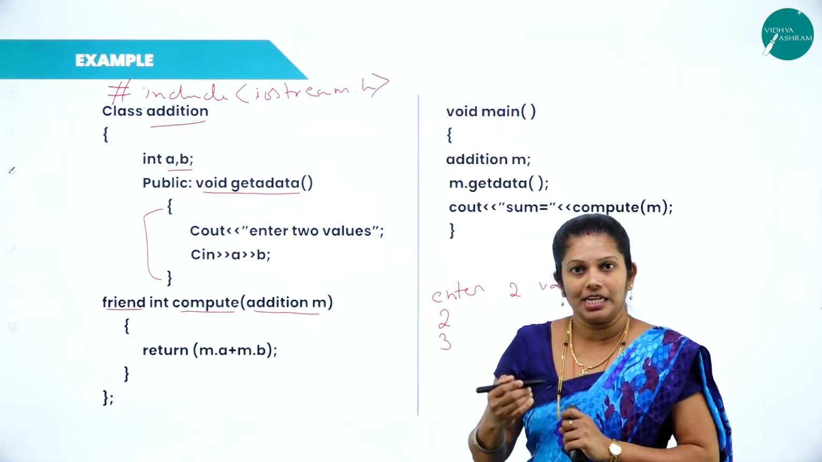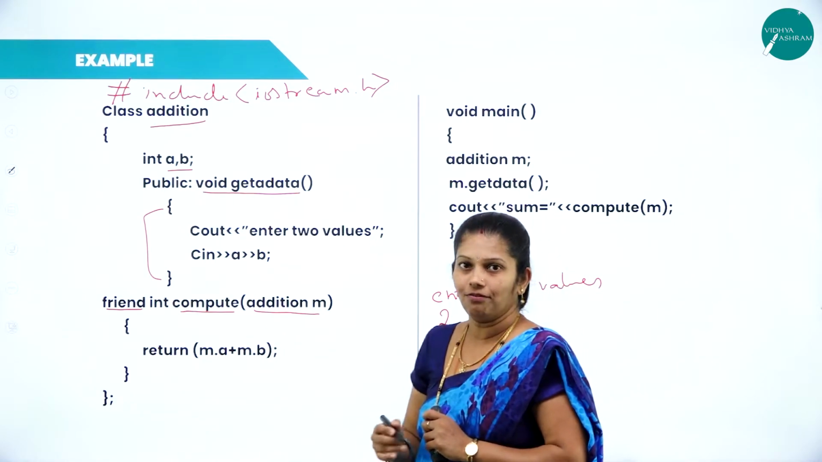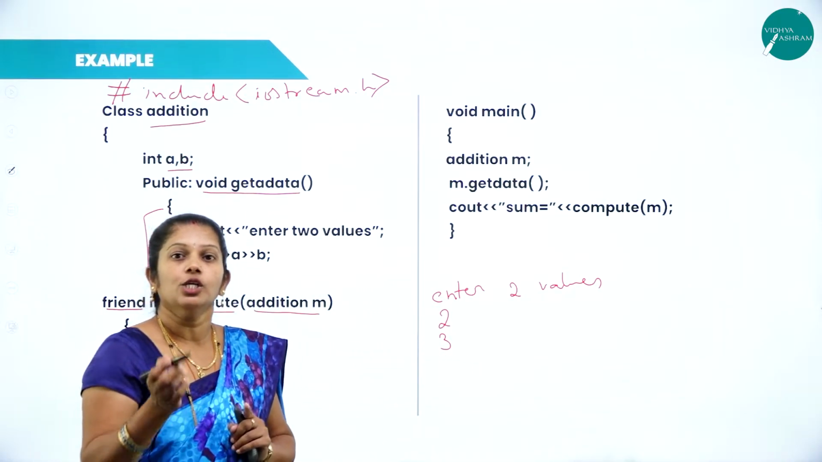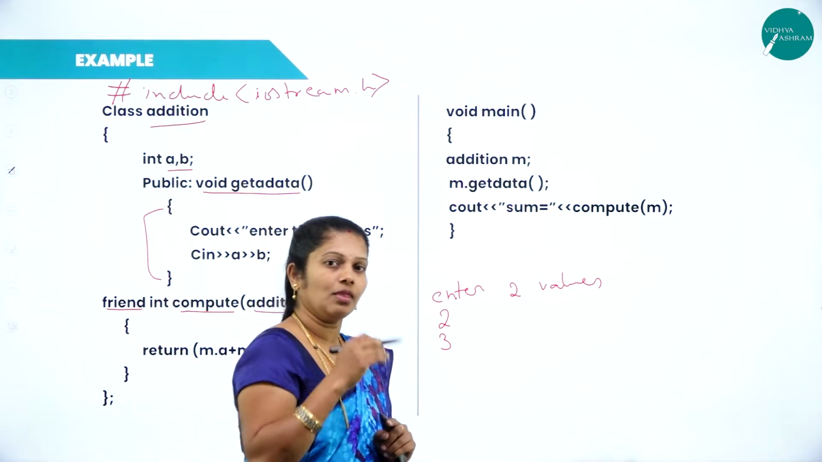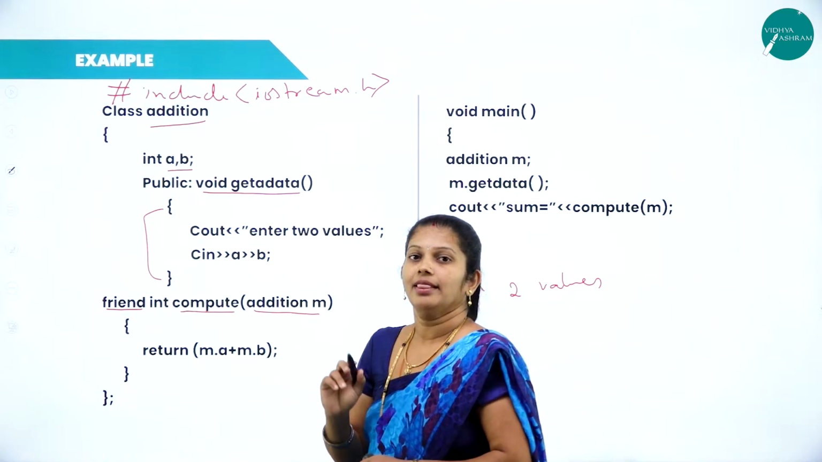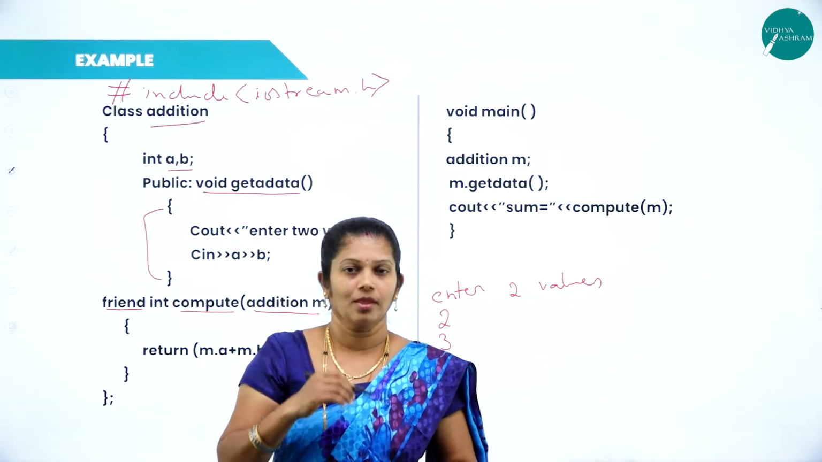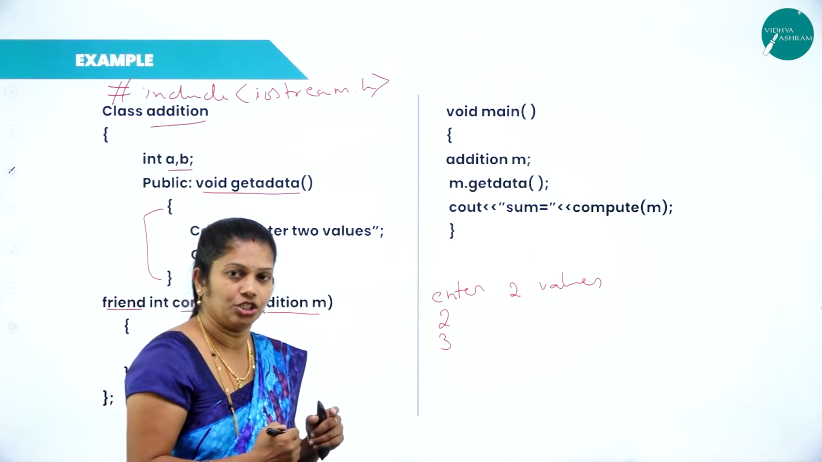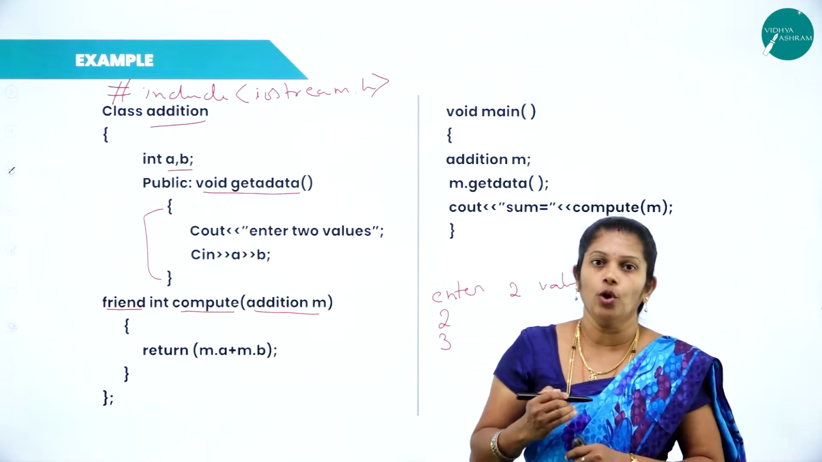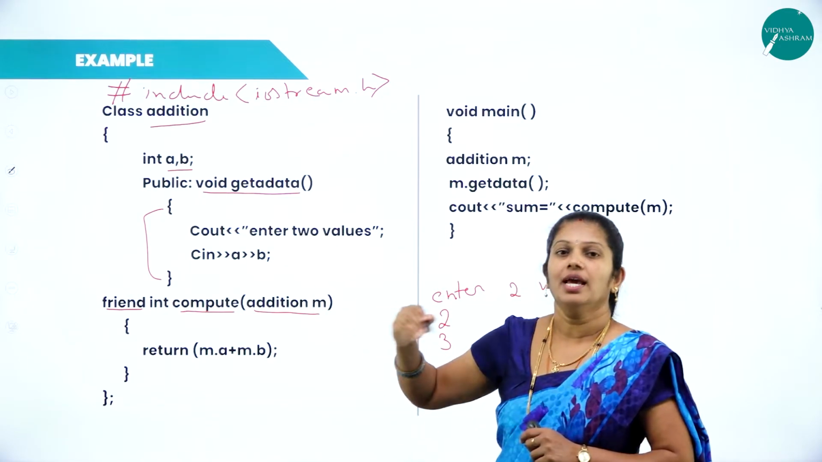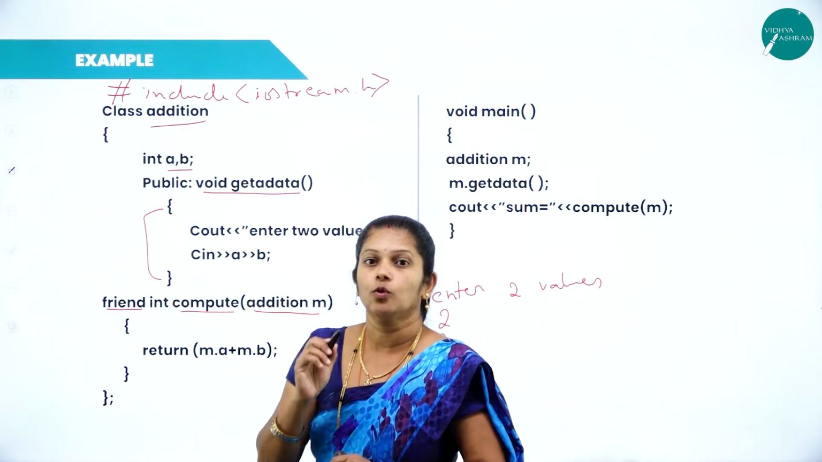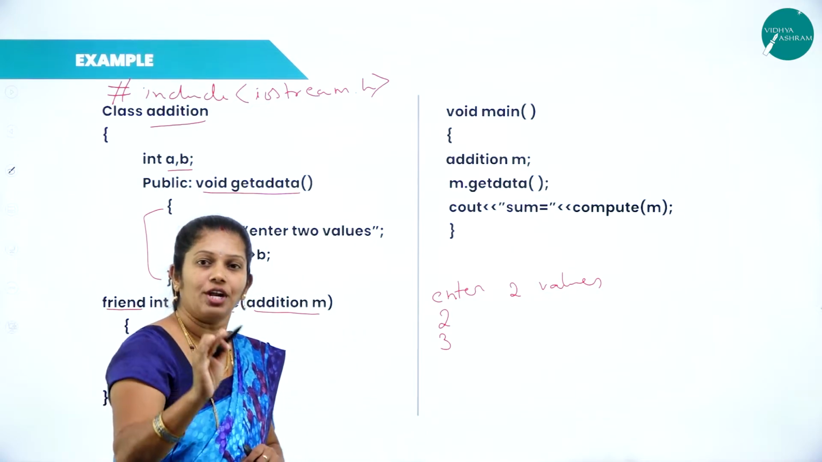If you want, you can write the statements for this friend function outside the class also. If you write the statements outside the class, we do not require the scope resolution operator. Generally, the scope resolution operator is used to define a member function outside the class, to write the statements of that function outside the class. But if I want to write the statements of this friend function outside the class, I still do not require the scope resolution operator. It is just a friend of the class.